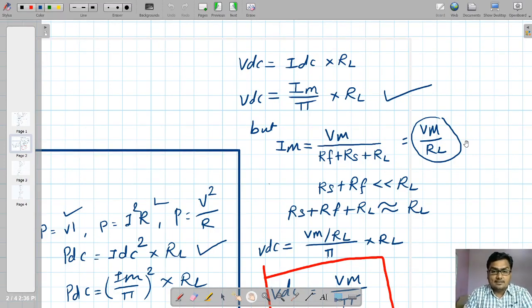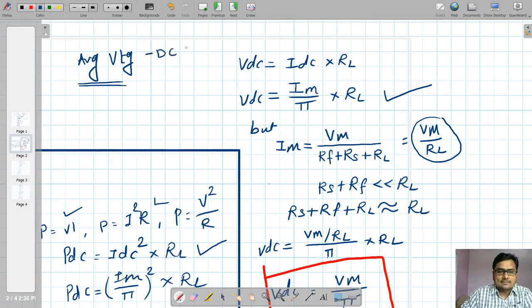So let's start with the second parameter of full wave rectifier, that is VDC, average voltage, or I can say it's a DC voltage. So how can I find DC voltage? The basic equation: V is equal to IR, basic Ohm's law, I am using it. VDC is equal to IDC multiplied by RL.